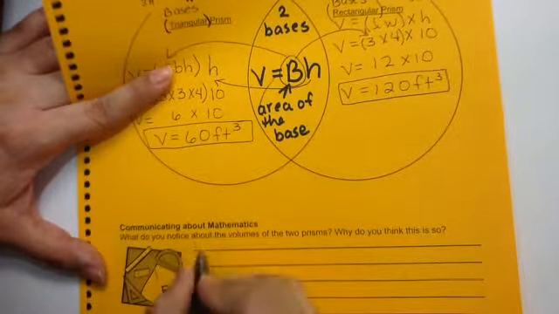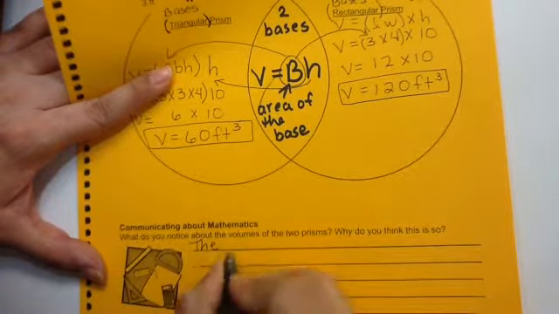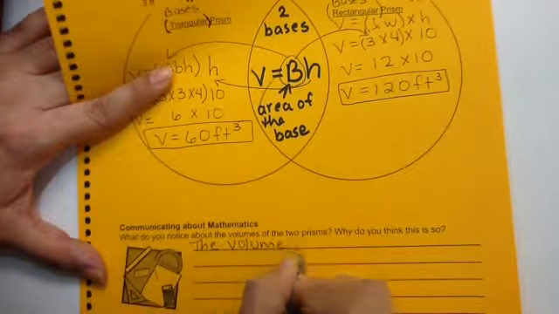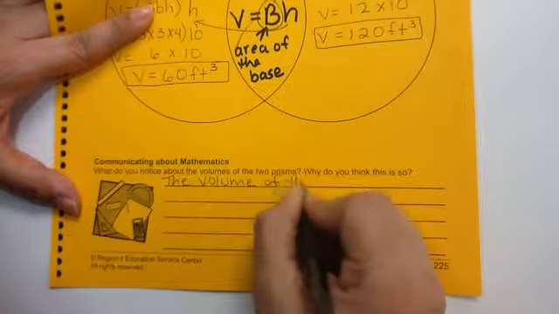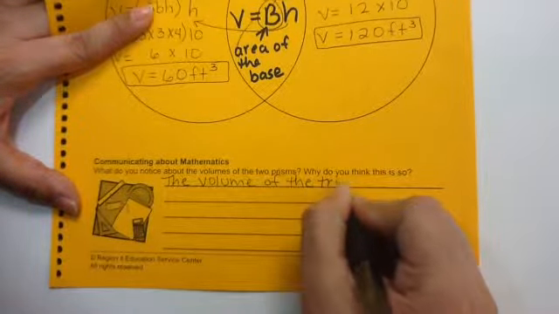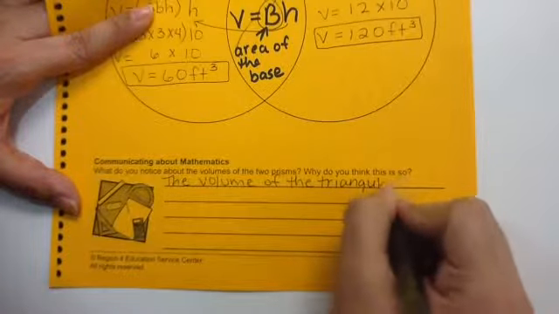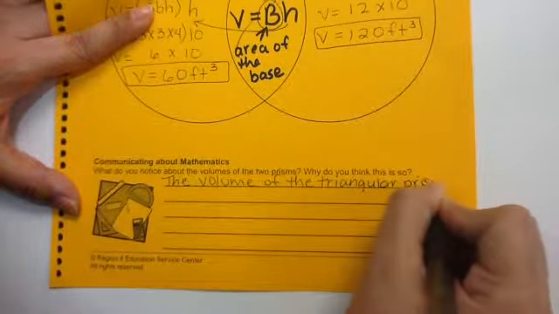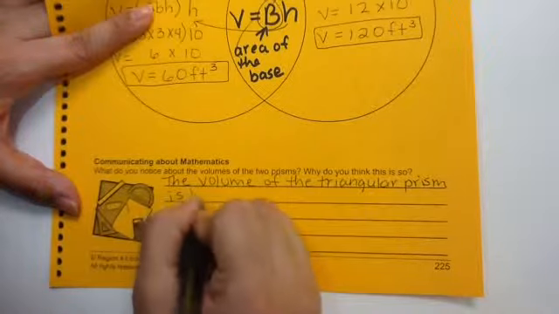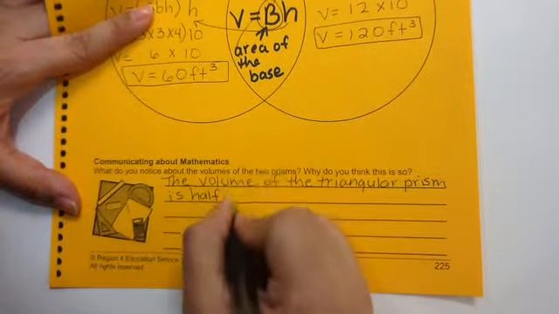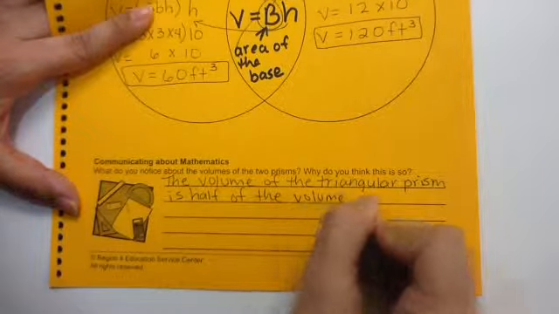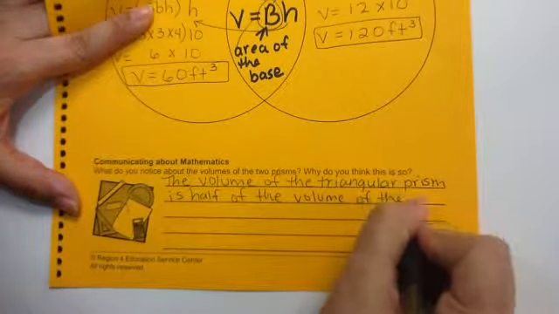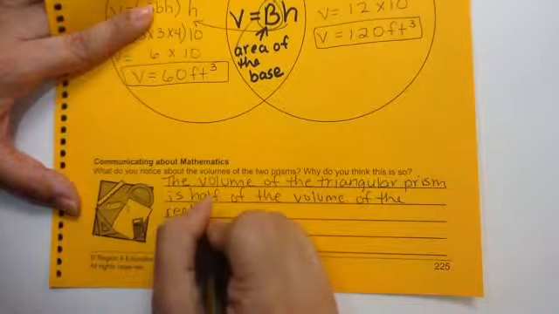So then down here, let's go ahead and write the volume of the triangular prism is half of the volume of the rectangular prism.